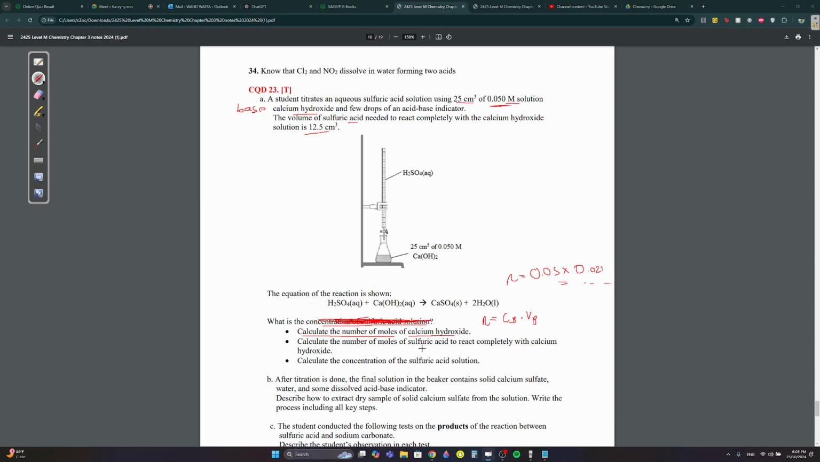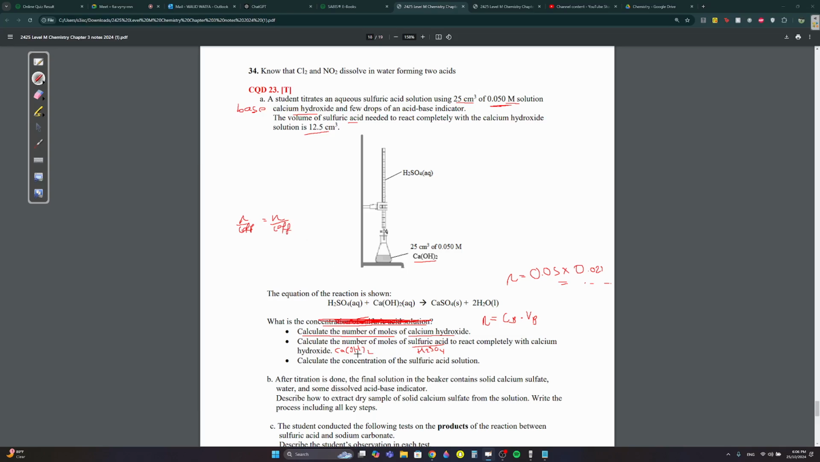And then they say calculate the number of moles of sulfuric acid needed to react completely with calcium hydroxide. Here, basically, they want you to see sulfuric acid H2SO4, calcium hydroxide Ca(OH)2. It's given here. I'll go back to that in a bit. But here, they gave you the acid, they gave you the base, okay? They want you to find how many moles of sulfuric acid should react completely with calcium hydroxide. We know n over coefficient, because n over coefficient.